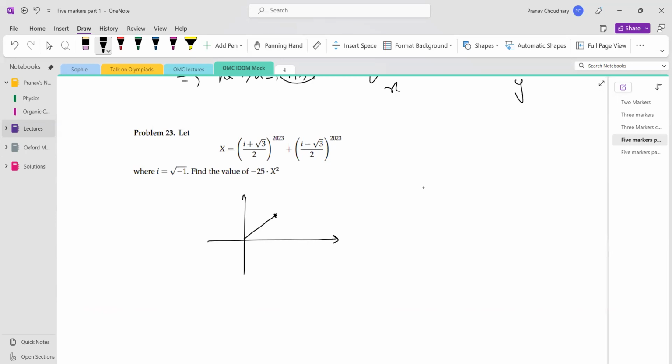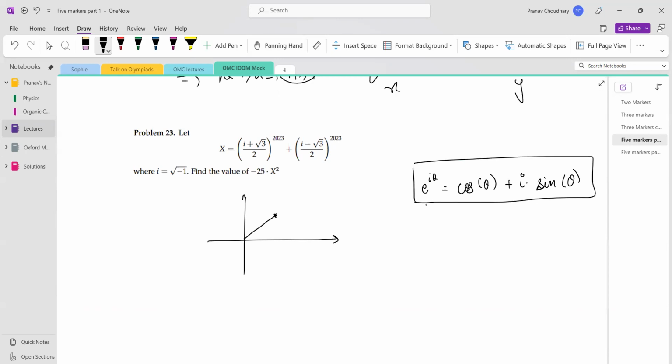This is called Euler's formula, I think. e to the power i theta is cosine theta plus i times sine theta. You read this when you study complex numbers. You can look up Wikipedia to see a proof of this if you want. But this is a very famous formula for complex numbers and it helps to deal with complex numbers nicely.